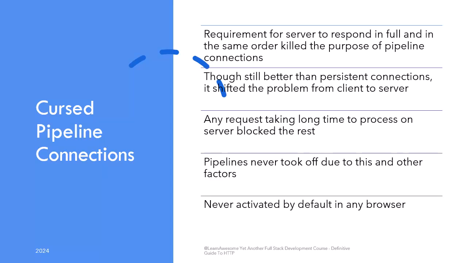Though a significant improvement over its predecessor, that is the persistent connection, it just shifted the problem from client to server. Any request taking a long time to process by the server blocked the rest. Pipelines really never took off due to this, and other implementation related factors. They have never been activated by default in any browser and were quickly replaced by a better technique used by HTTP version 2 called multiplexing.